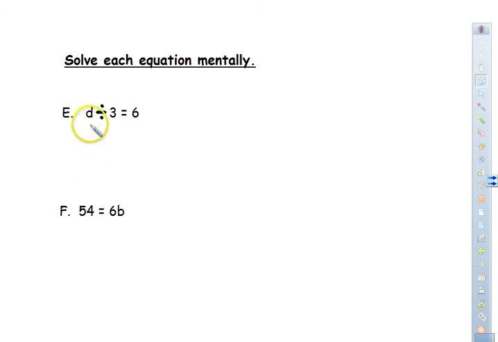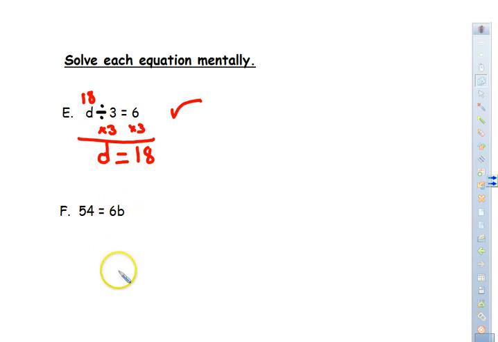Alrighty, if you're going to solve this algebraically, since it says you're going to divide by 3, we're going to multiply both sides by 3. And when you do that, we're going to get d equals 6 times 3, which is 18. Let's check it. Does 18 divided by 3 equal 6? Yes, it does. So let's look at this problem.